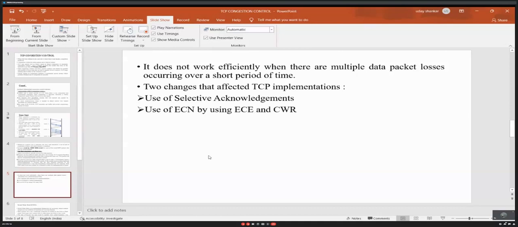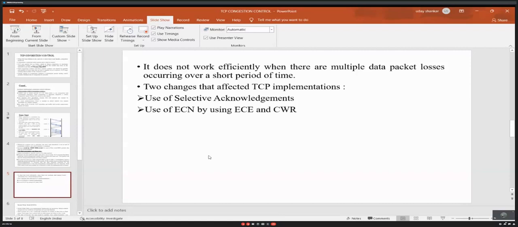Echo is a form of message which is sent to the host in order to indicate or notify about the congestion. And also another parameter, congestion window reduced, that is CWR. Whenever there is congestion, the congestion window size needs to be reduced. So these two parameters are also used with ECN in order to detect congestion.